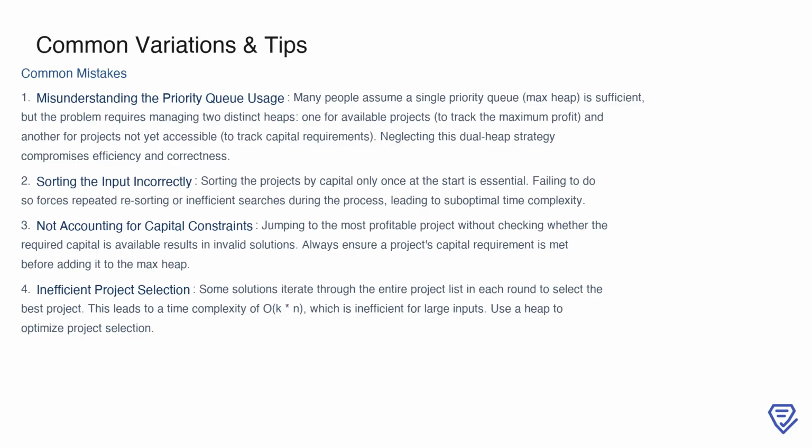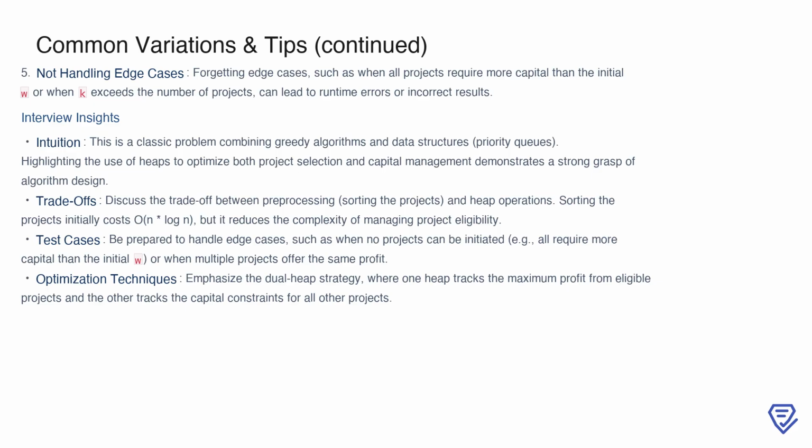Lastly, iterating through the entire project list to select the most profitable option during each round is inefficient, especially for larger inputs, as it leads to a time complexity of O(n). Instead, using a heap ensures that project selection is optimized. Another pitfall to watch for is neglecting edge cases. For example, if all projects require more capital than the initial amount you have, or if the number of projects is fewer than the allowed number of selections, your solution could fail without proper handling. These scenarios highlight the importance of writing robust code that accounts for all possible inputs.